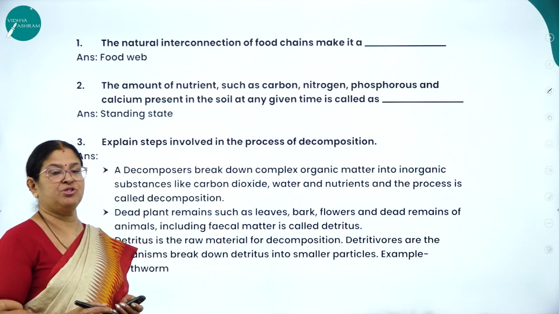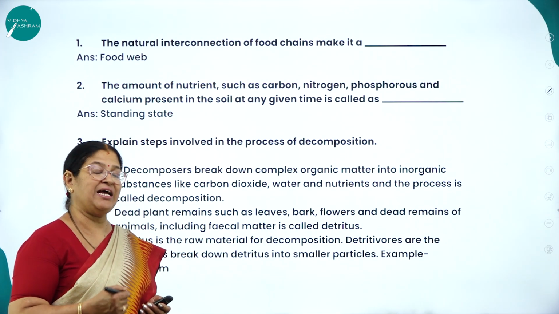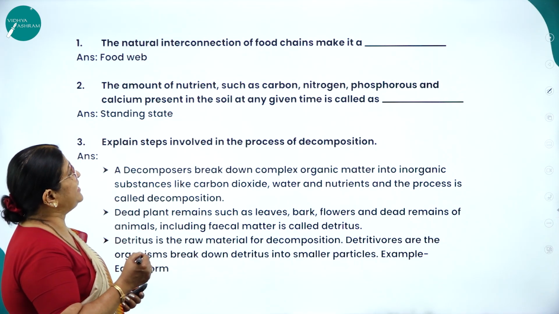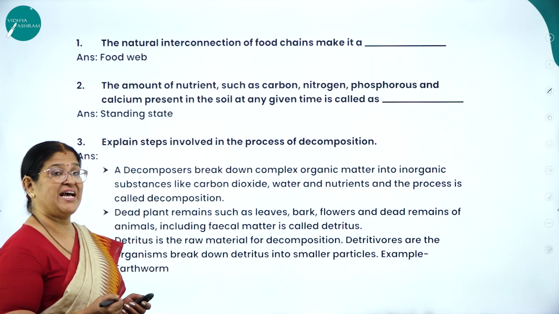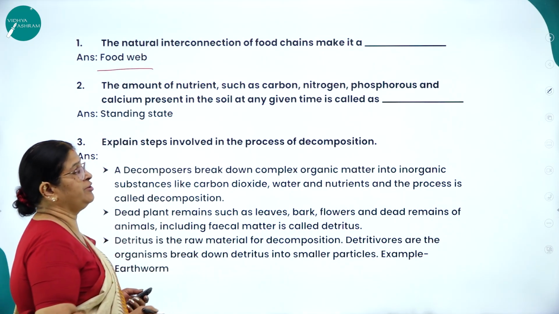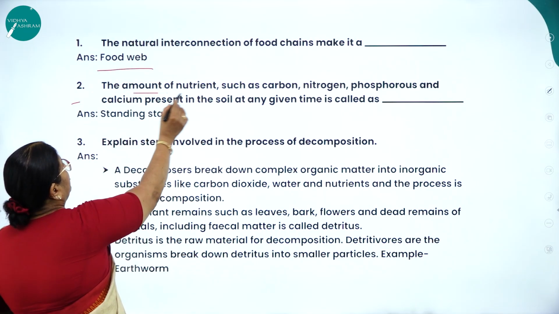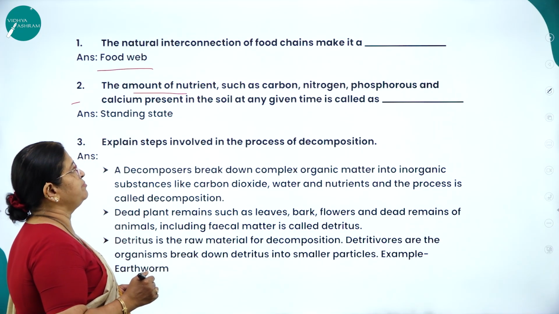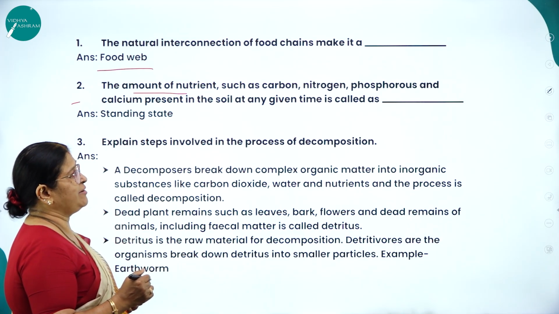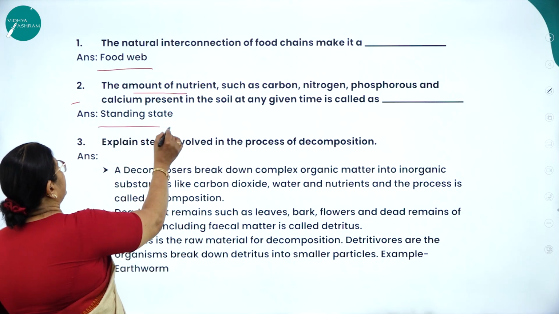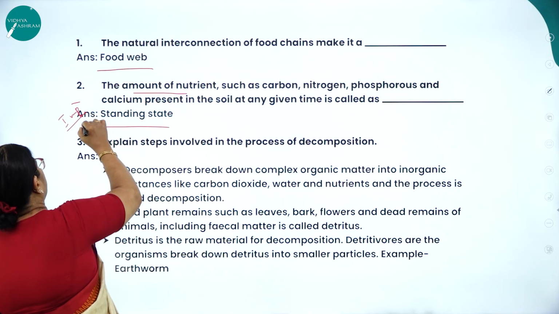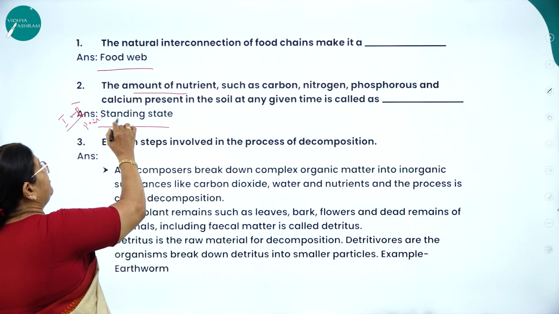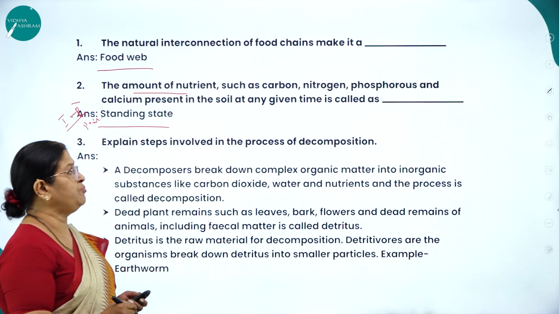Moving on to the multiple choice questions that are likely to be asked in this particular chapter called ecosystem. So the natural interconnection of food chains makes it a dash. What is it? It is going to make it a food web. Second question, the amount of nutrients such as carbon, nitrogen, phosphorus and calcium present in the soil at any given time is called as what? Standing state. This is a very, very important point to be noted. So usually they'll ask standing crop and standing state. So this is very, very important from the examination point of view.